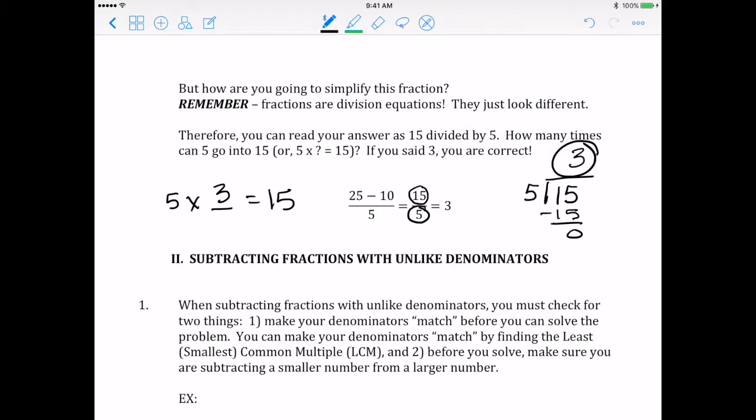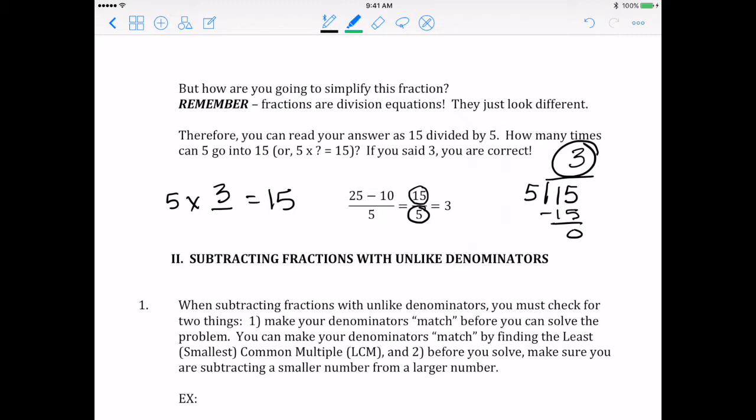Okay, again at this point, for my 4th graders, if you would like to stop the video, you can. Or you can continue watching and see how we subtract fractions with unlike denominators and get a little head start for your 5th grade year. So part 2, subtracting fractions with unlike denominators. When subtracting fractions with unlike denominators, you must check for 2 things.